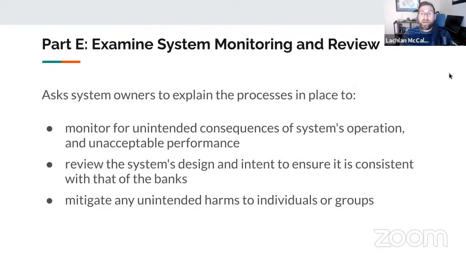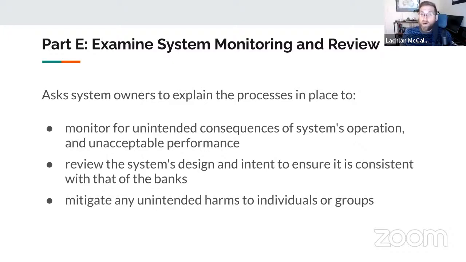Next slide. Thanks, Chris. And finally, we get to part E, which is the examination of the system monitoring and review. AI systems that perform well today may not do so tomorrow. Unintended consequences of a system's operation are inevitable. And of course, models trained on historical data will gradually lose touch with reality as it evolves. So the FAccT principles recognize this and explicitly require banks to monitor and review the performance of their AI systems with respect to fairness. So in the methodology, we examine this in three ways.